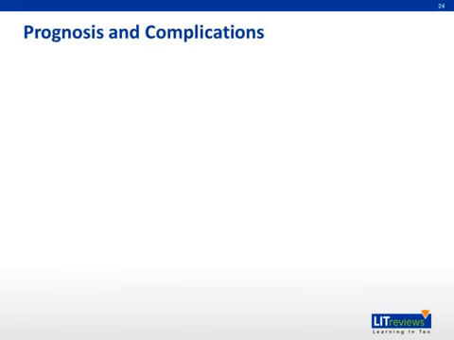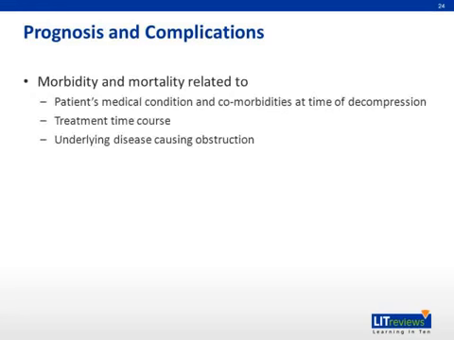Large bowel obstruction is largely a surgical entity. The morbidity and mortality of large bowel obstruction are often related to the patient's overall medical condition and the presence of any comorbidities that define surgical risk before decompression, whether or not the obstruction is treated early in its time course, and to the underlying disease causing the obstruction. That is, if a large bowel obstruction is secondary to carcinoma, the outcome is dependent on the carcinoma prognosis.